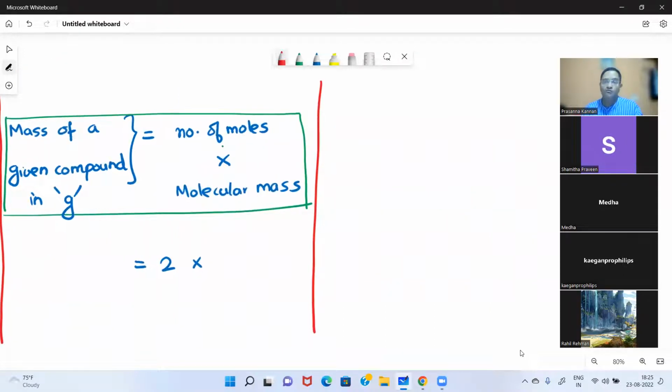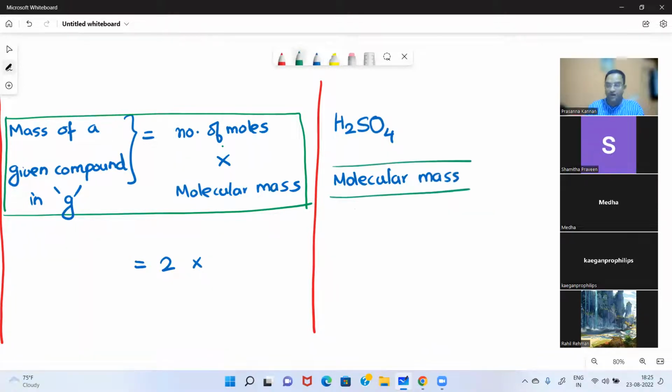First, you should know the molecular formula for sulfuric acid. What is the molecular formula for sulfuric acid? It is H2SO4. Now we need to find out the molecular mass. For finding out the molecular mass, you need to know the atomic masses. Am I right? So what is the atomic mass of hydrogen? 1. How many atoms are there? 2. Therefore, it is 1 into 2. Right? Plus, how many atoms of sulfur are there? 1. And what is the atomic mass of sulfur? 32.